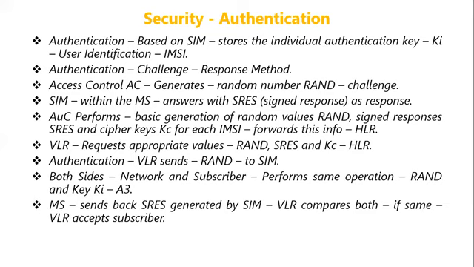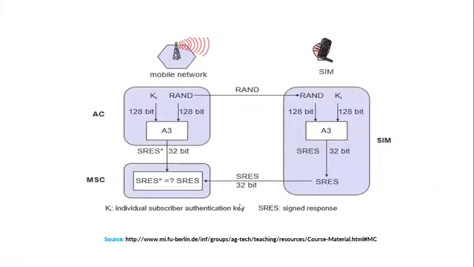Similarly, from the mobile network end also, this random number will be operated on the key using the same A3 algorithm. As a result, from the mobile network also you will get an SRES. So both the SRES will be compared. If both match, then the authentication is successful and the user will be allowed to access the GSM network. Otherwise, he will not be allowed. So this is the basic functionality of authentication, which is explained in this diagram.